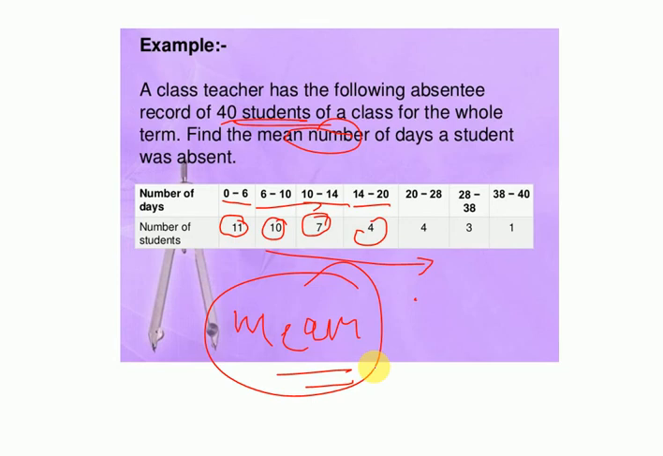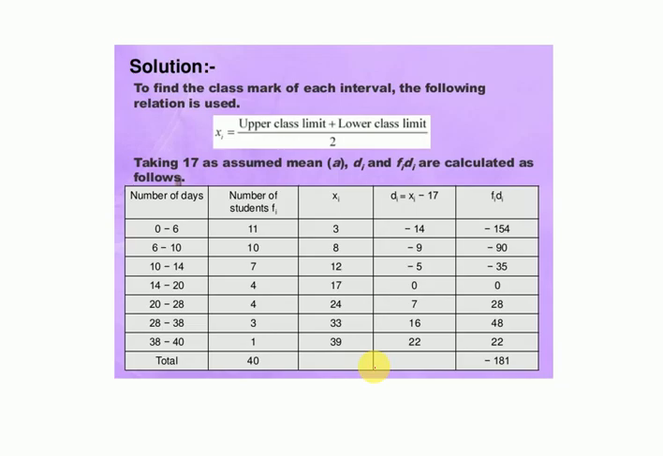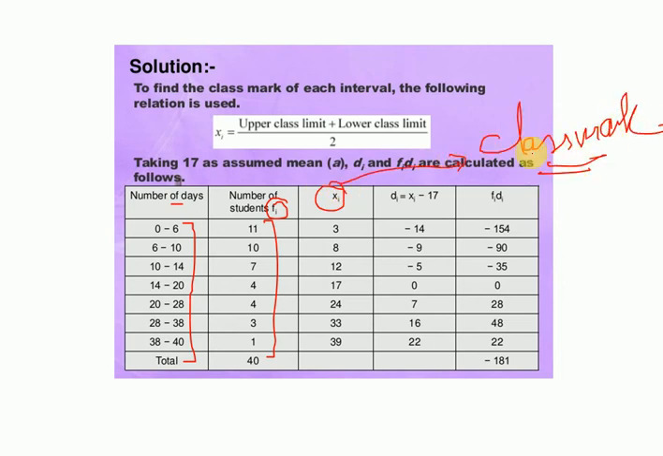We will solve this using the assumed mean method. Here you can see number of days, I have written what was given in the question. Number of students was given in the question, that is fi, right? Now I will take out the xi. Xi is class mark. Now I will find the class mark.